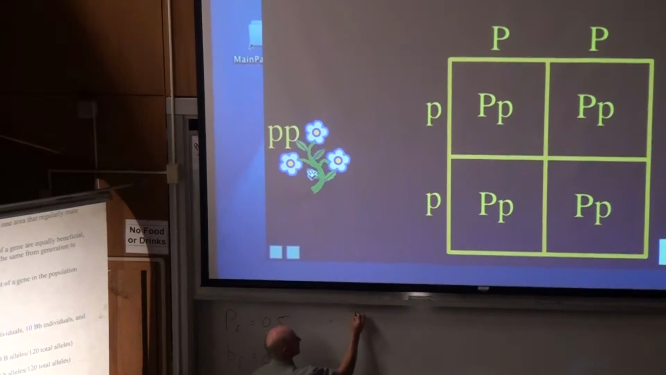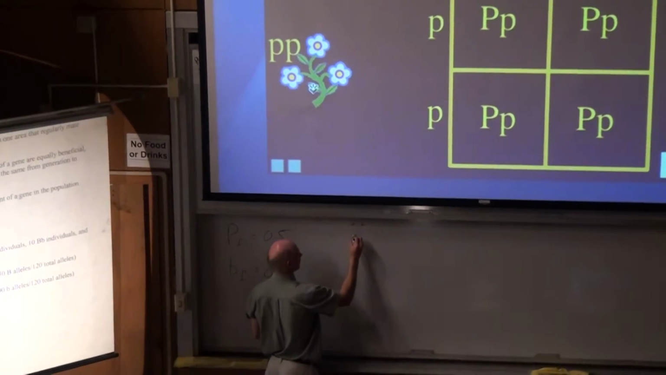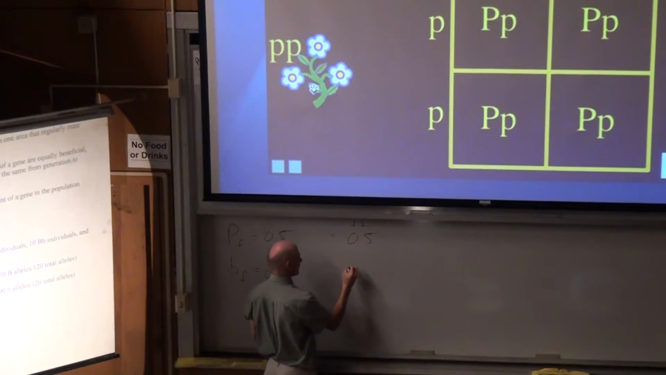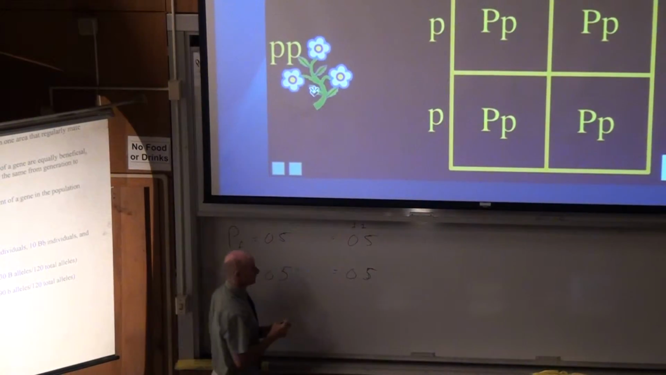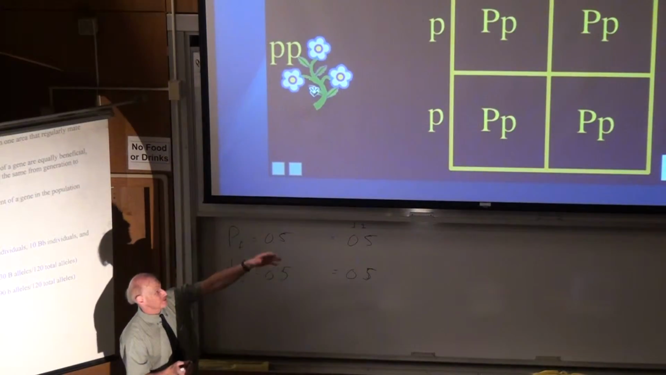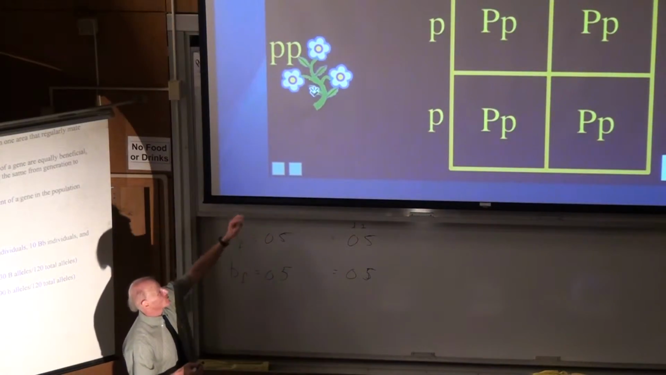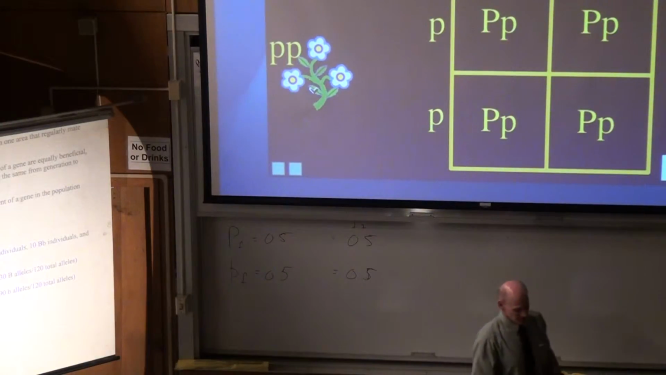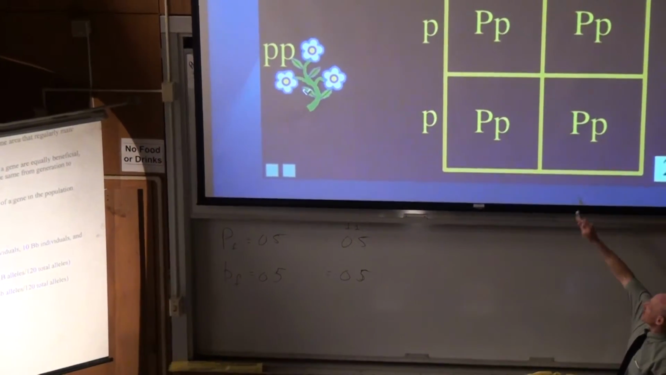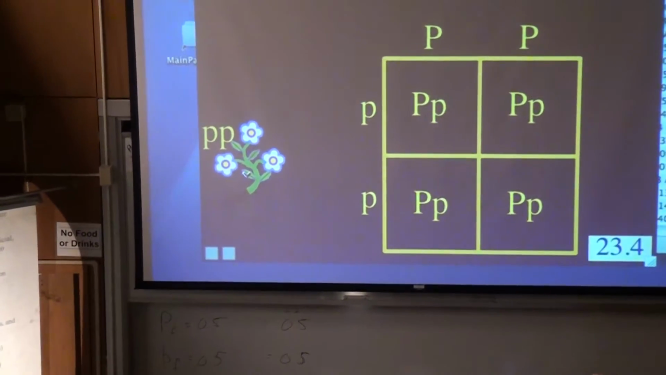In the F1 generation, the frequency of the big P is still 0.5, and the frequency of the little p is still 0.5. In other words, half are big P, half are little p, which is the same as what we had in our starting generation, in the parental generation. All right, now we're going to take the F1 generation and mate them with each other.